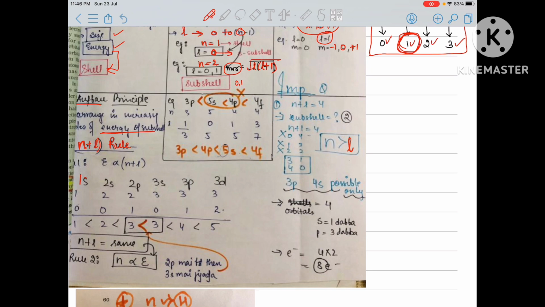For example, 1s. Okay, so what is n here? n represents just the number beside the subshell, which is 1.